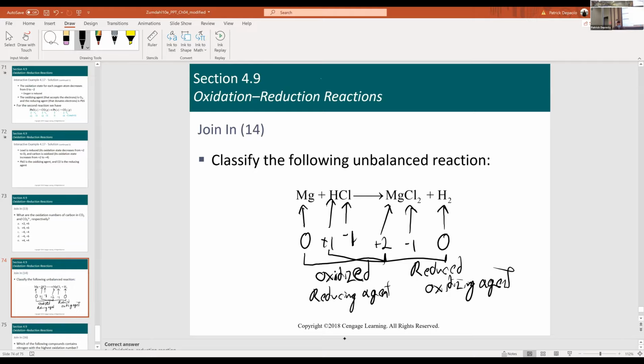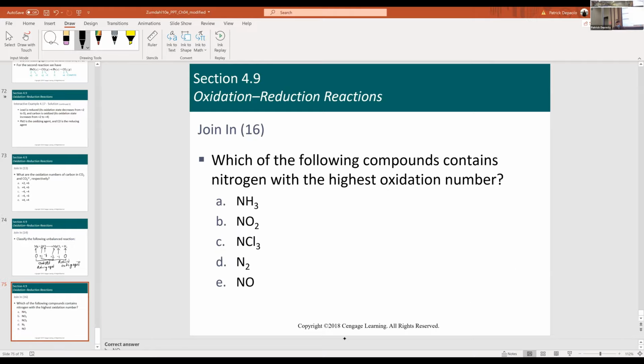No? Okay. Cool. So let's do another one. This is the last thing. Which of the following compounds contains nitrogen with the highest oxidation number? Okay. So what's the oxidation number for the first nitrogen? Good, -3. Hydrogen is +1 here, and since there's 3 of them, nitrogen would be -3. What about NO2? +4, because there's 2 oxygens, -2 each, and nitrogen opposes that with +4.